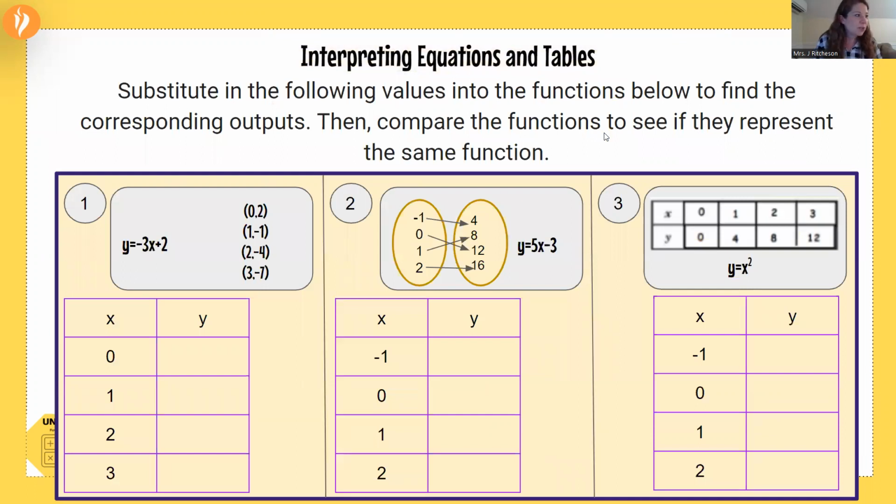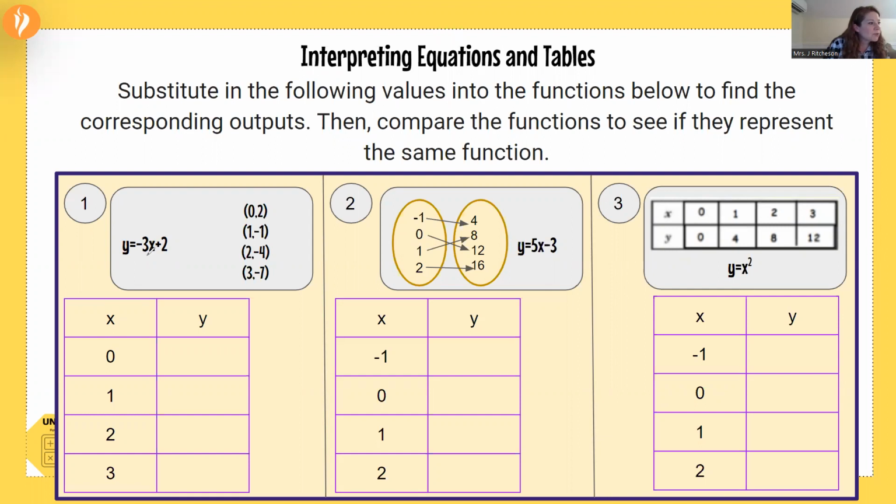All right, so I want you guys to verify whether these two are the same. You can fill in that T-chart and see if the ordered pairs match. You want to see if this mapping diagram and this equation are the same function. And you also want to see if this T-chart and this equation are the same. One way you can do that is by making your own T-chart and seeing if your data matches what they give you. So pause the video, come back and check your answers with me.